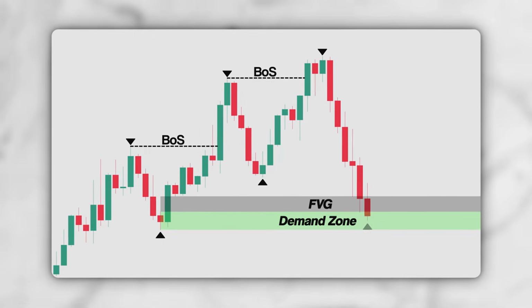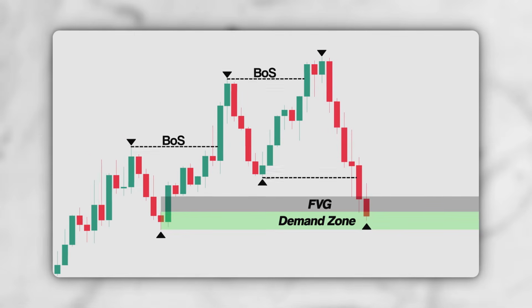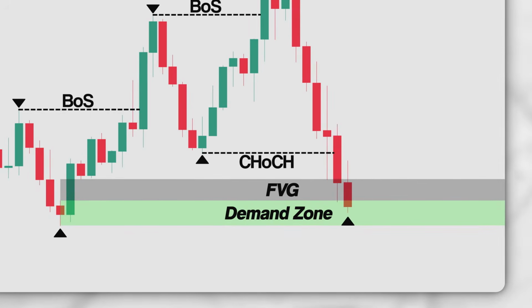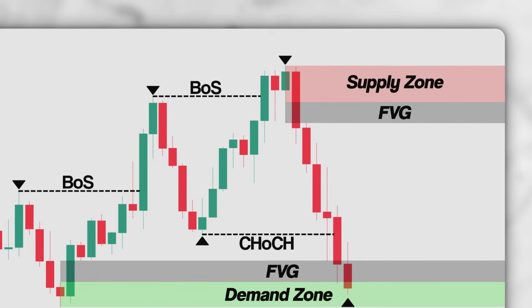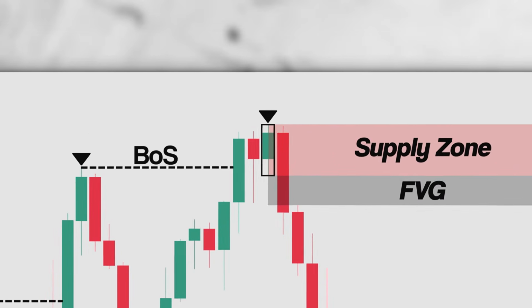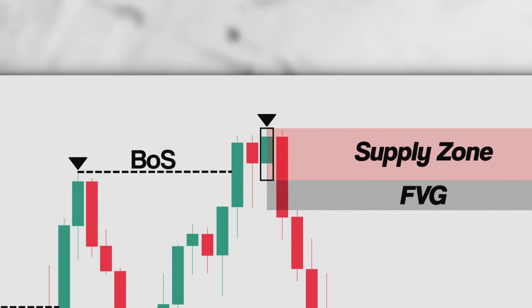Later, price moves lower and breaks the previous major low, forming a change of character. At this point, we say that a supply zone has been created. The boundaries of this supply zone are defined by the candle that comes right before the fair value gap.